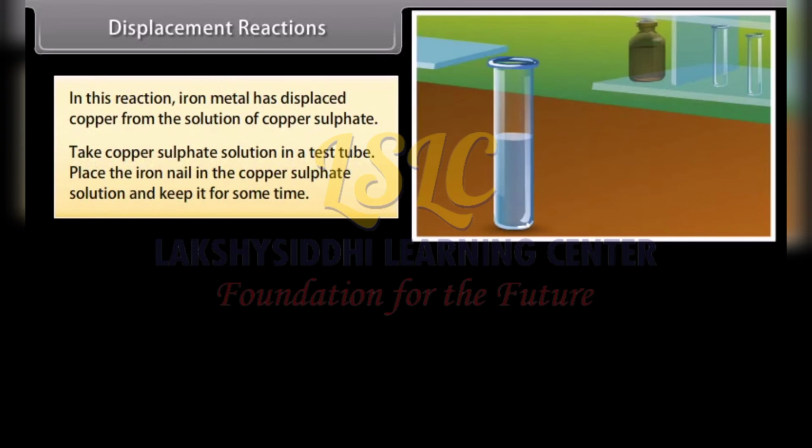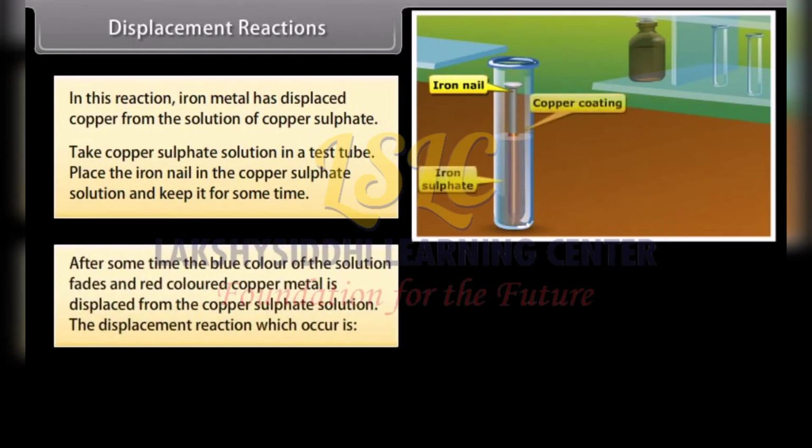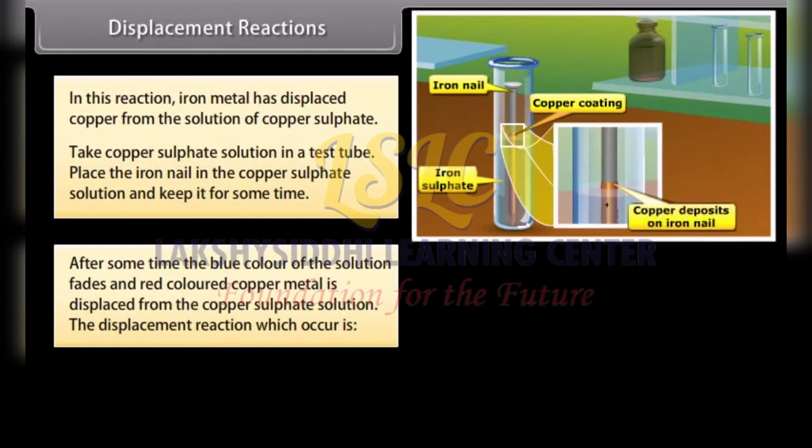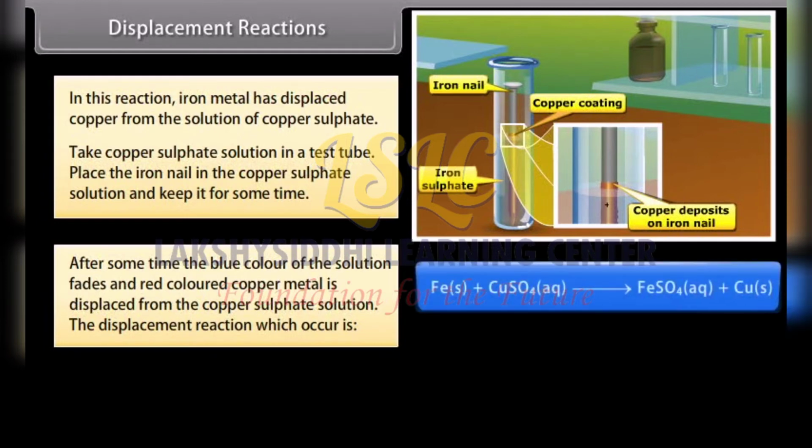Take copper sulfate solution in a test tube. Place the iron nail in the copper sulfate solution and keep it for some time. After some time, the blue color of the solution fades and red-colored copper metal is displaced from the copper sulfate solution. The displacement reaction which occurs is Fe plus CuSO4 gives FeSO4 plus Cu.